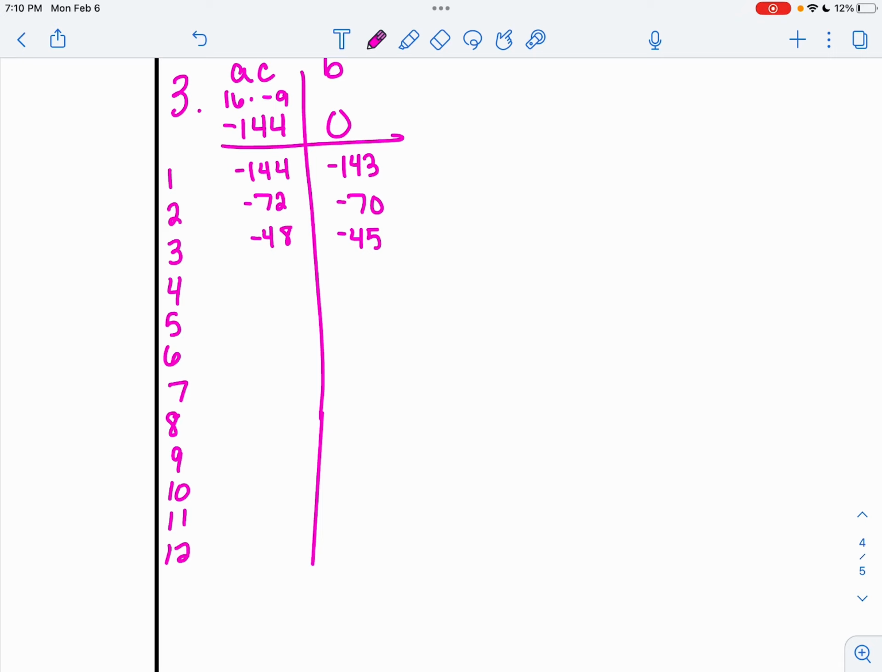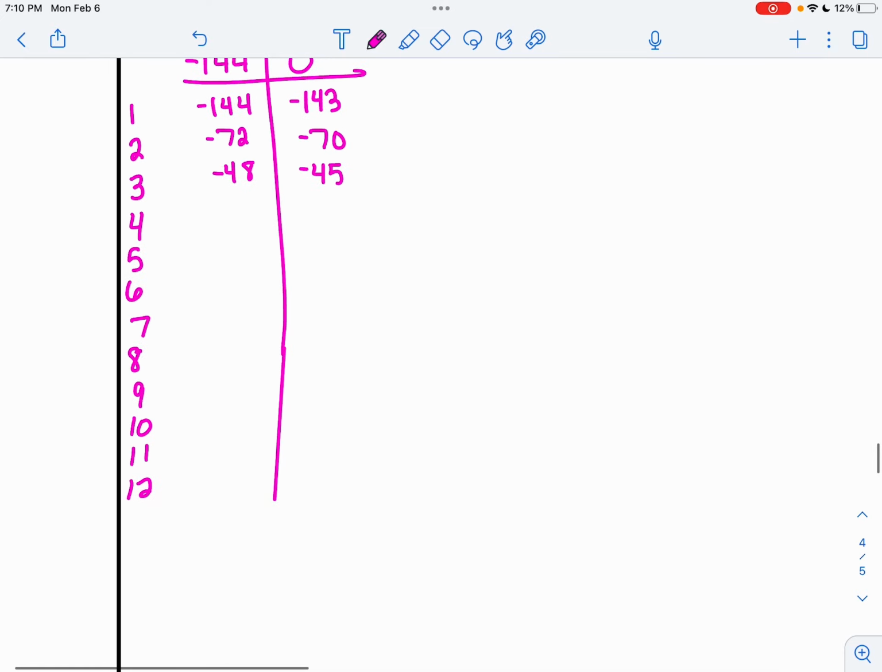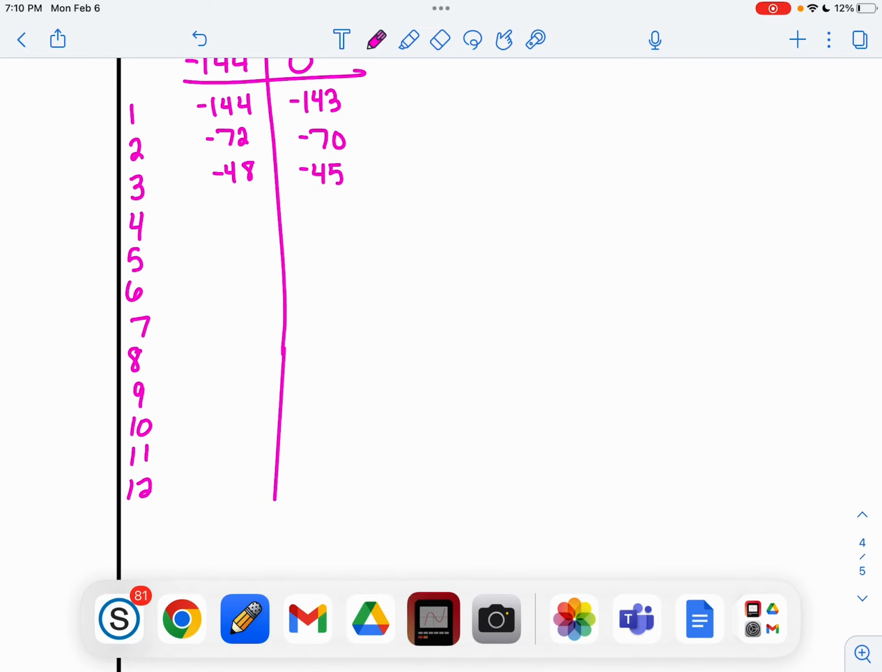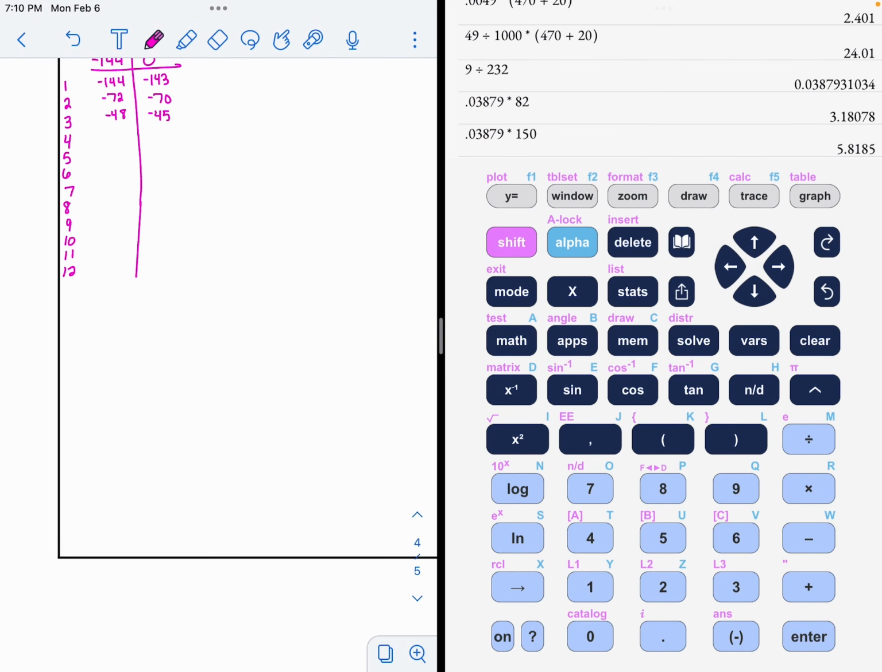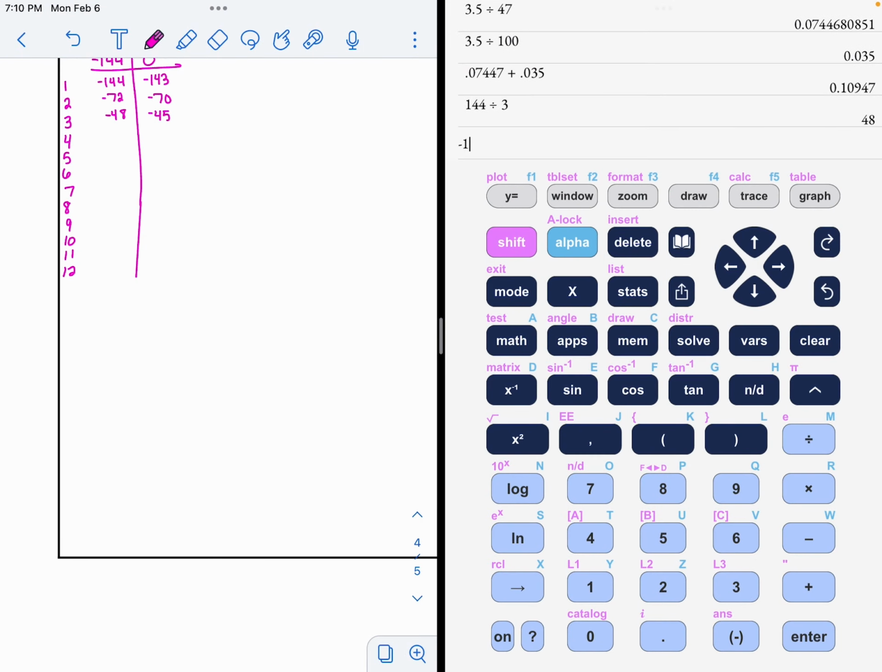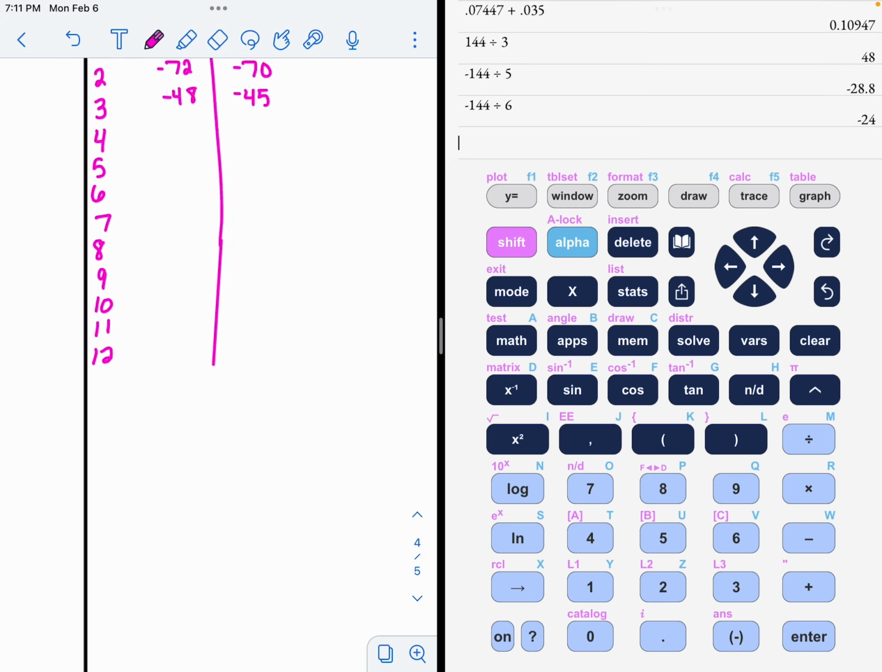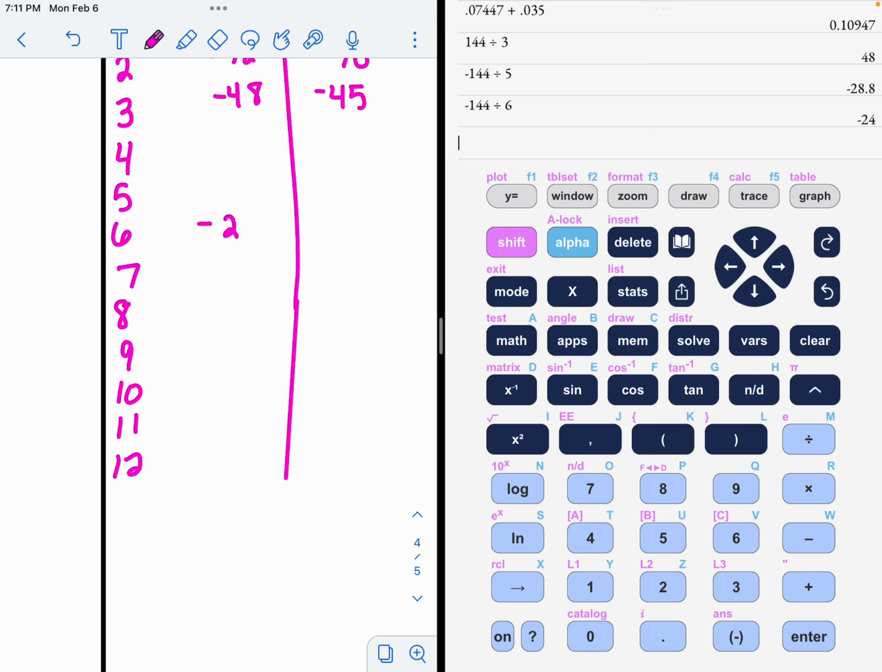If you divide by 4, it doesn't work. If you divide by 5, there's your decimal. Negative 144 divided by 6 is 24. So if you add those, what do you get? Negative 18. That's not it.